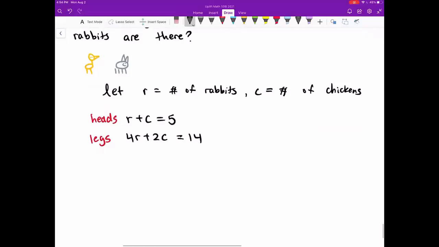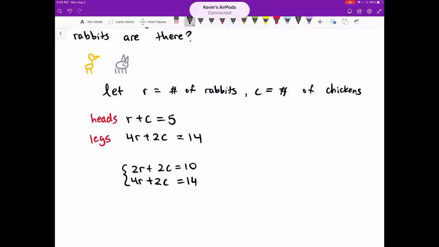So how do we solve this system? Let's use elimination. We can multiply the first equation by 2, so we can cancel out the chickens. Now let's subtract the 2 equations. We get negative 2R is equal to negative 4, so 2R is equal to 4, and there are 2 rabbits.